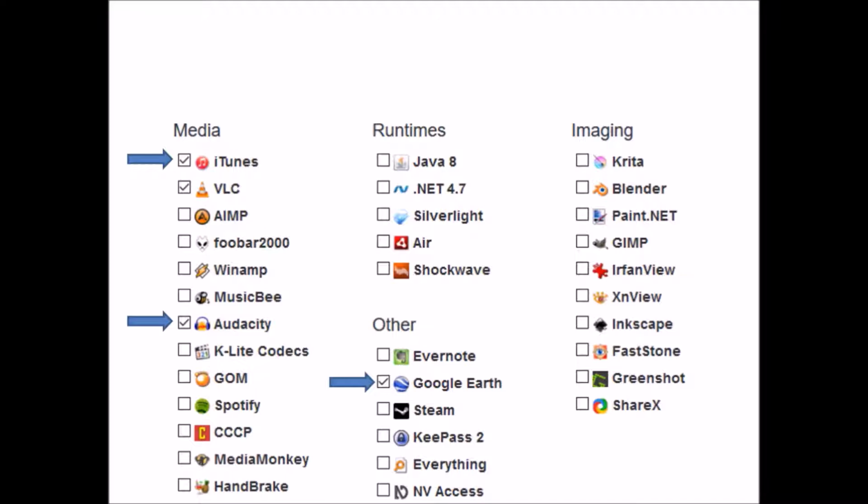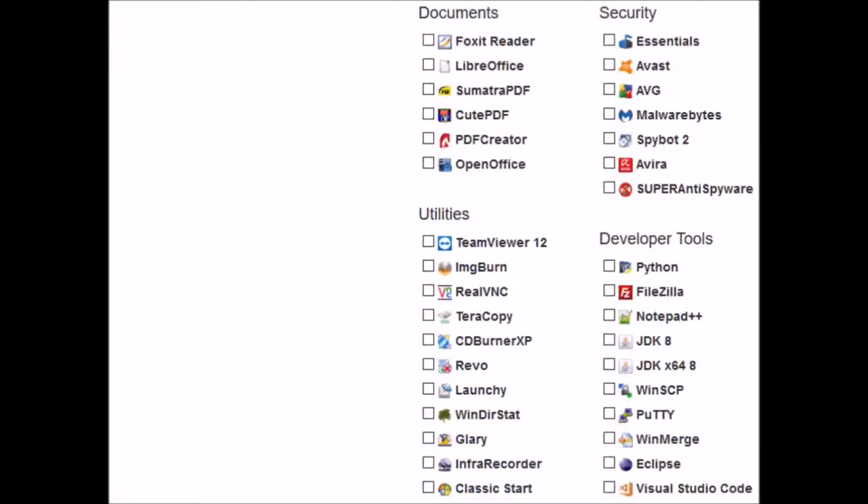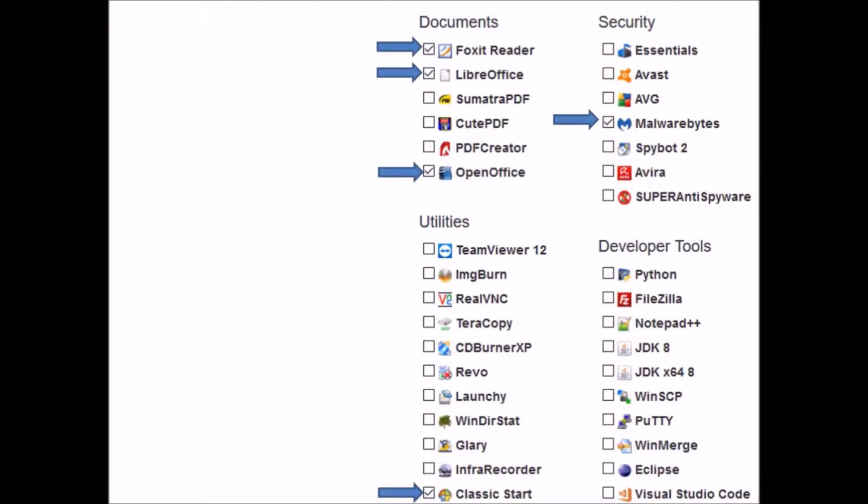Next is the last list on the right. If you don't have a PDF reader on your computer, I recommend you download Foxit Reader. If you don't have Microsoft Office, you may want to download LibreOffice or OpenOffice. If you have Windows 8 or 10, I recommend you download Classic Start Menu. It is similar to Windows 7 and it is easier than the Windows 8 and 10 Start Menu.